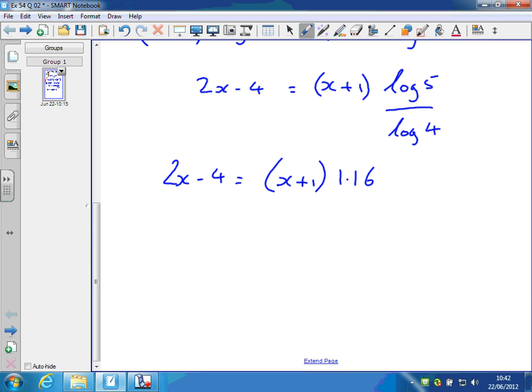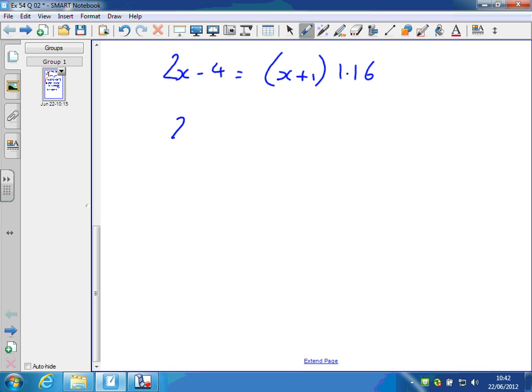So now multiply out the brackets. 2x minus 4 equals 1.16 times x plus 1.16 times 1, which is 1.16. So that's an easy expansion to do. It would have been more difficult to expand out a number into the left-hand side, 2x minus 4. Now I've got x on both sides of the equation. So this is an equation to solve.